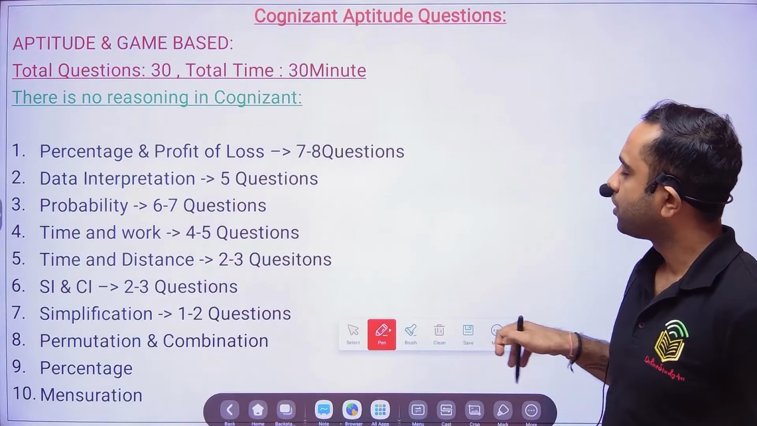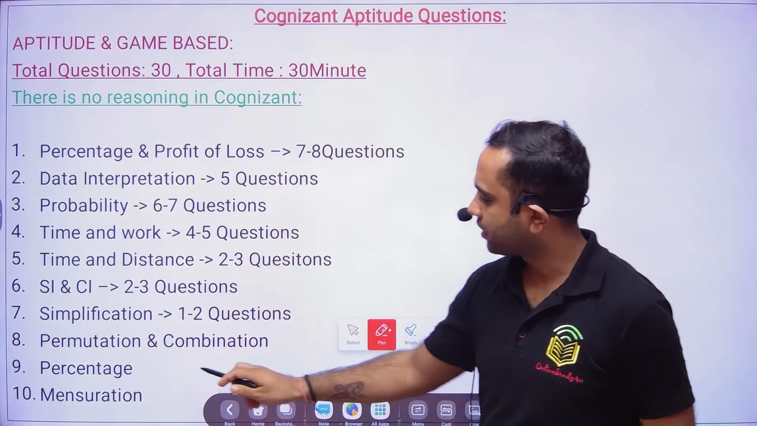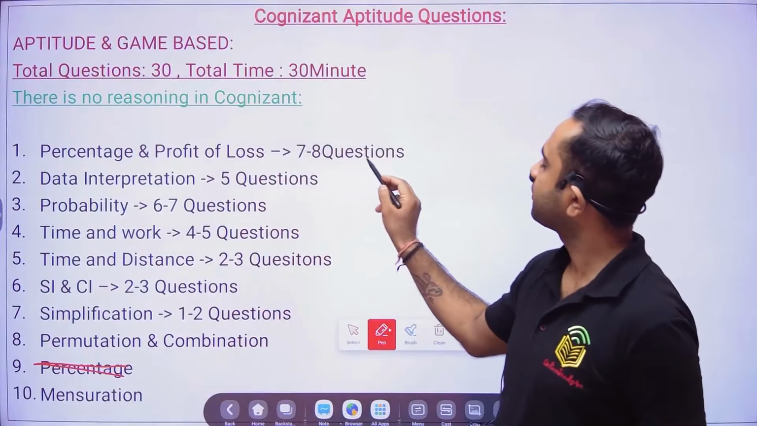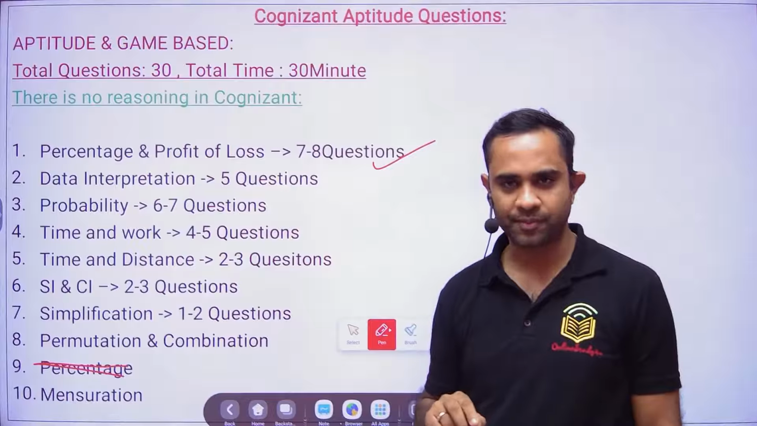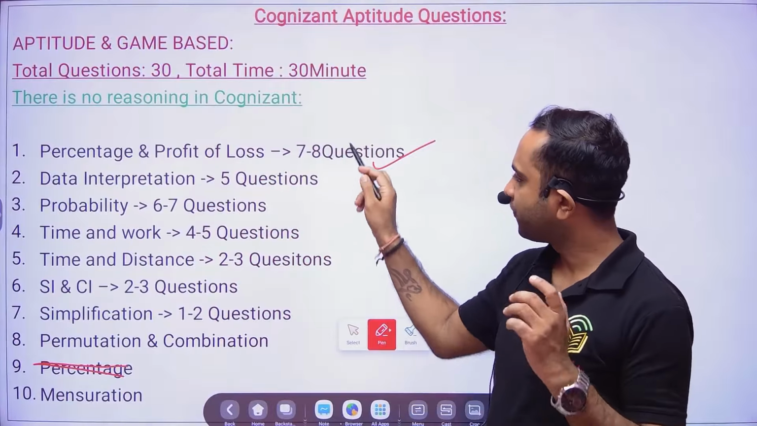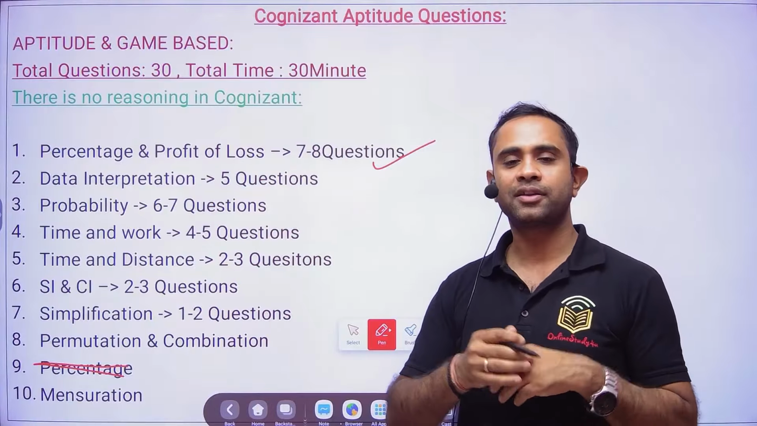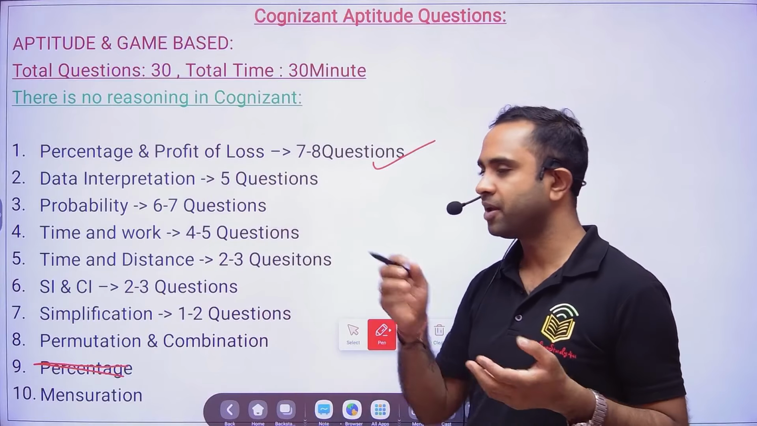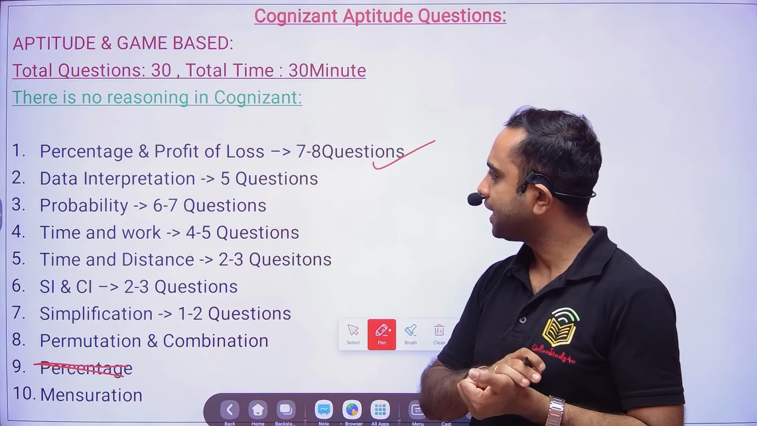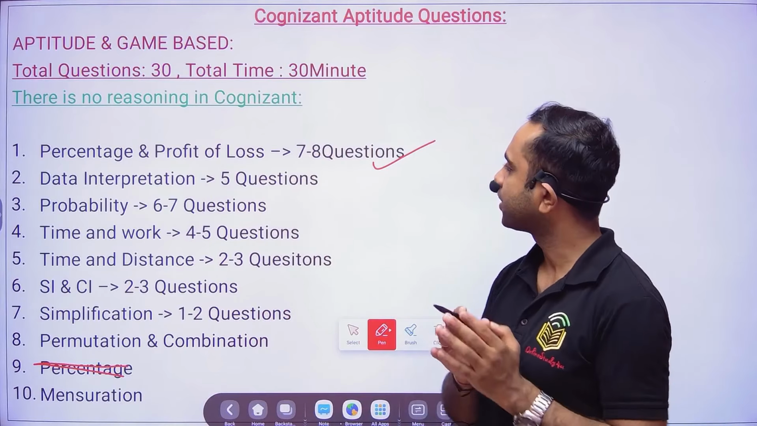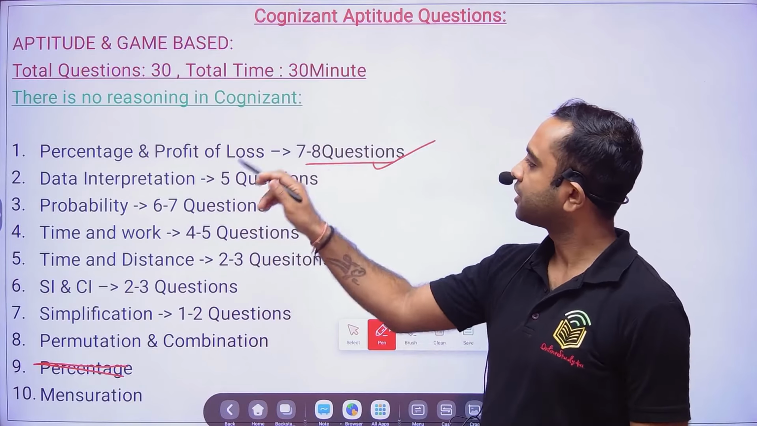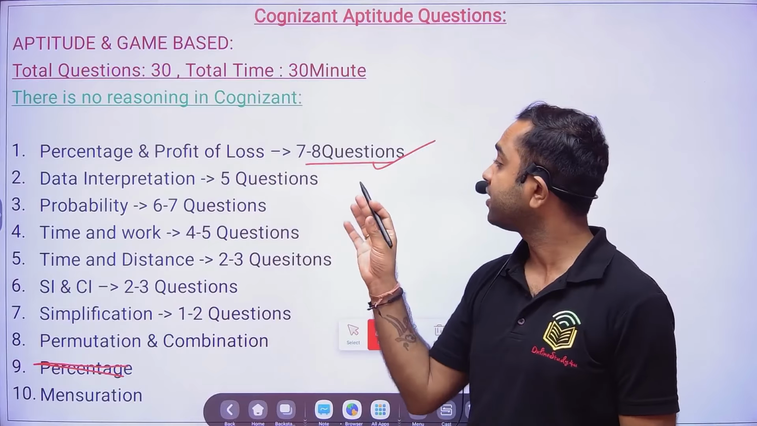So the first one is percentage. Percentage and profit and loss, 7 to 8 questions will be there. If you count this, you might say, sir, 30 questions will come, and you have already mentioned so many things. What I mean to say is, many times you have seen that percentage and profit and loss is only 7 to 8 questions.